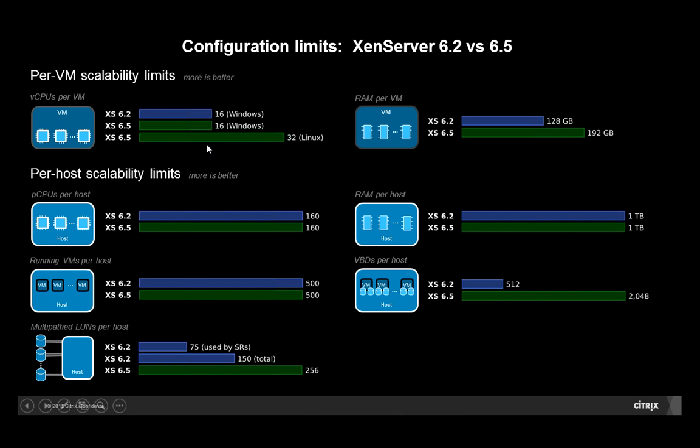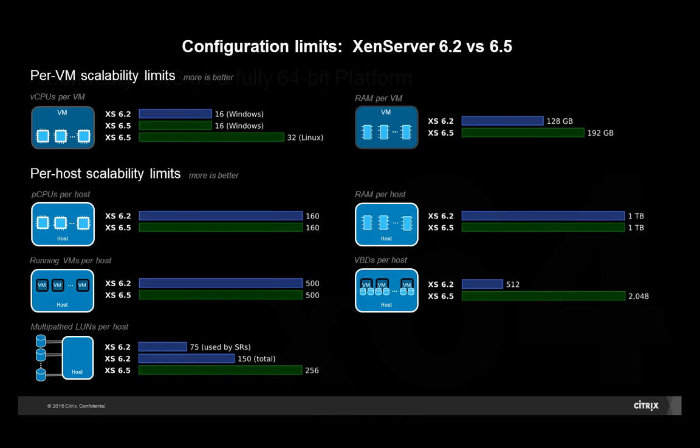So you can now get up to 32 vCPUs per Linux VM. We've also increased the multipath LUNs per host, now running up at 256. So this is close to the theoretical limit, or is the limit, for Fibre Channel SRs. RAM per VM has increased, and also the VBDs per host we talked about earlier is now right up there at 2048. So that's a bit of a whistle-stop tour through XenServer.